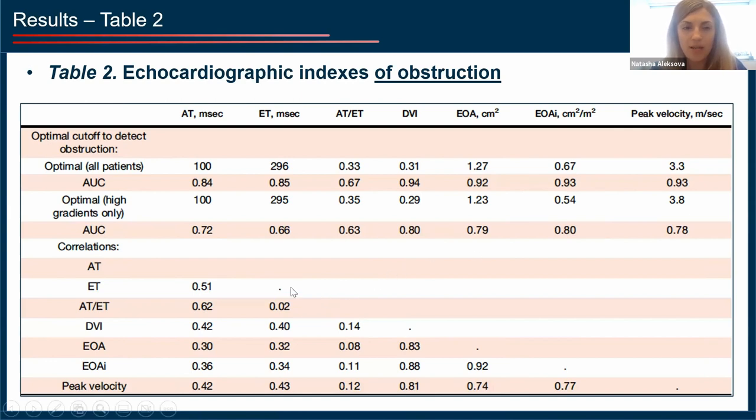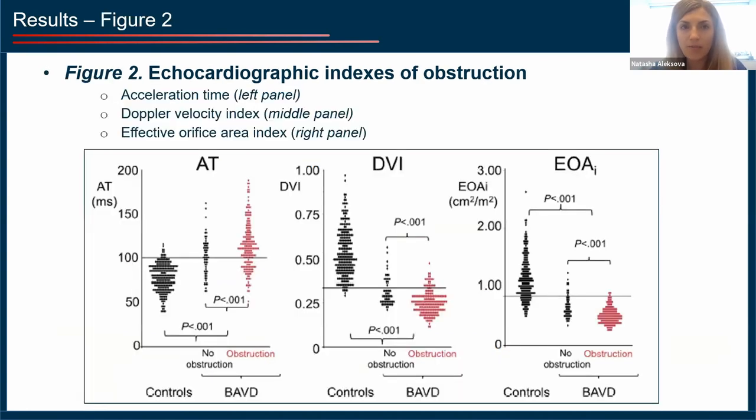At the bottom of this table are the correlation coefficients, looking at various echocardiographic indices of obstruction. And as might be expected, peak velocity, for example, positively correlates with DVI and indexed EOA, and indexed EOA in turn also positively correlates with DVI. It's easier to see this graphically, I think.